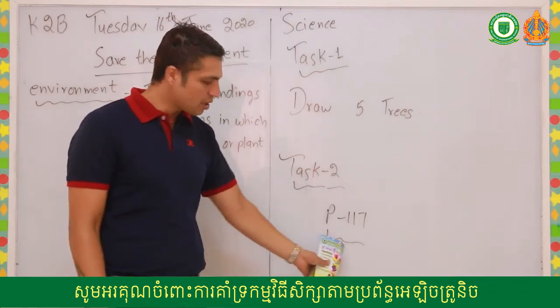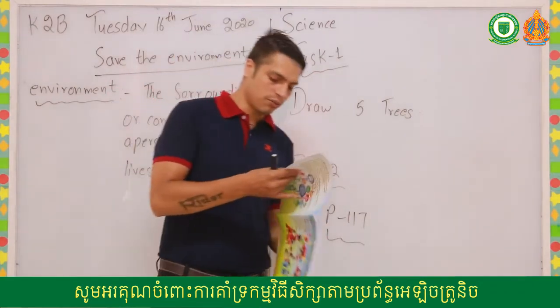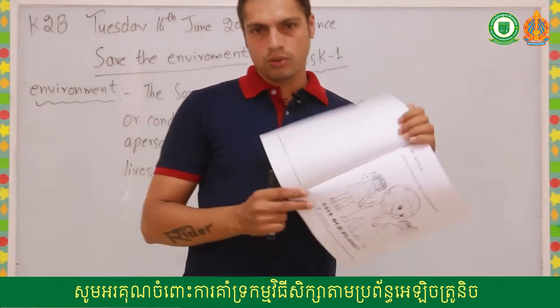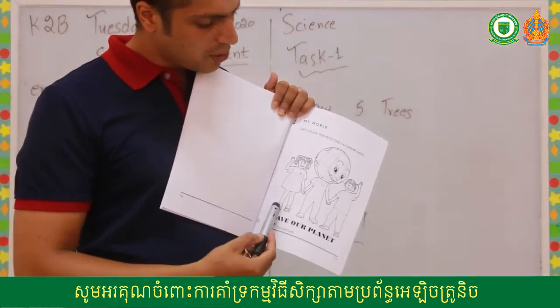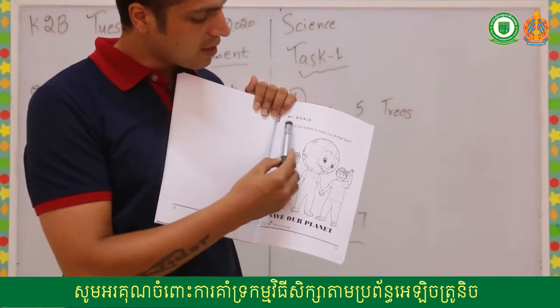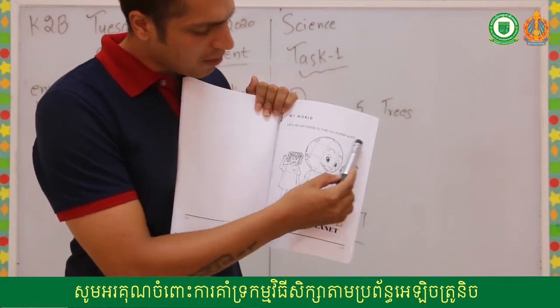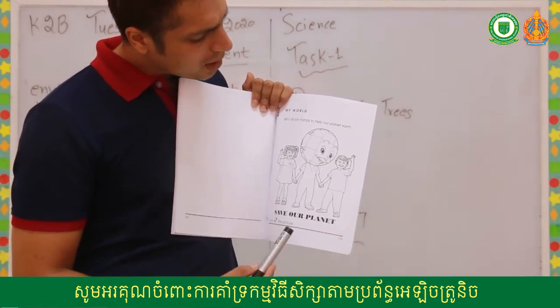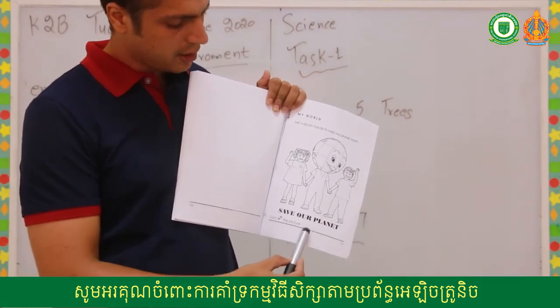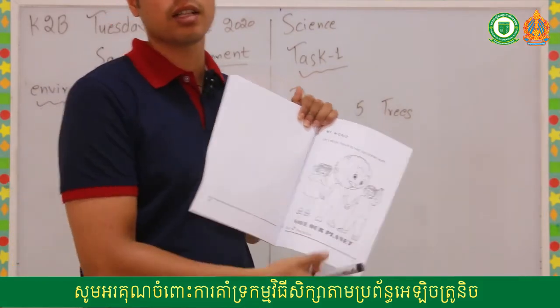Task 2, page number 117. So very simple, what you need to do is you need to color the picture, okay? So let's all join hands to help our planet Earth, okay? So color the save our planet picture, okay? You need to color the picture.